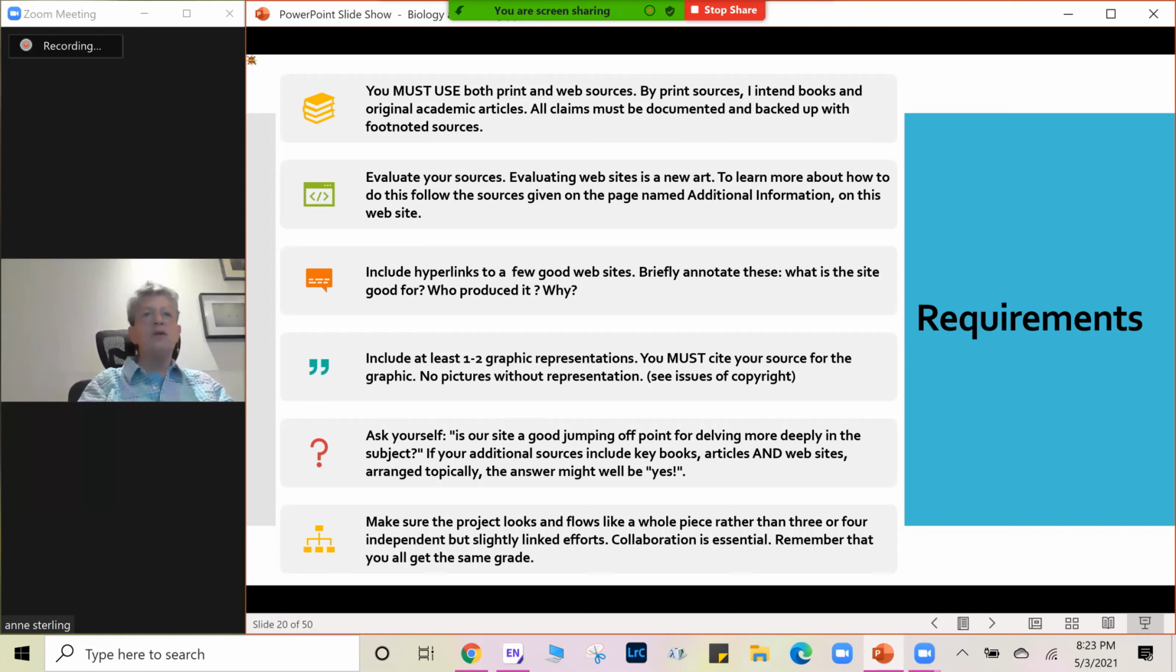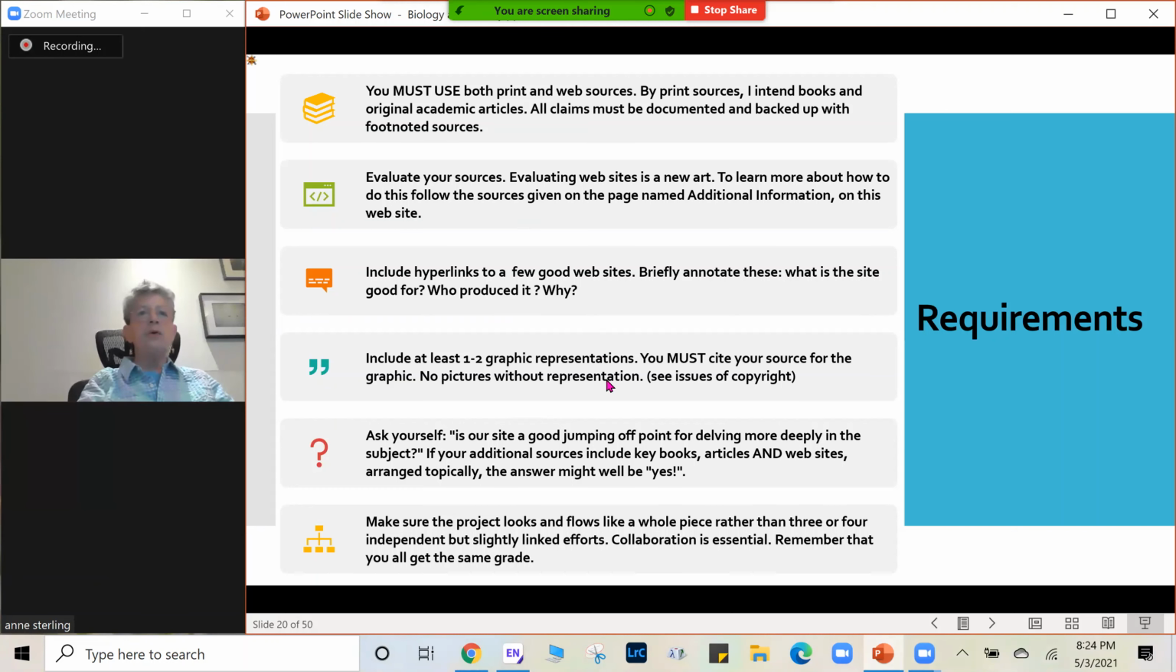websites that they used. I asked them to include hyperlinks to a few good websites. Briefly, I asked them to annotate these. What is the site good for? Who produced it? And why? And that's for the use of anybody who comes to their website and wants to follow up further.